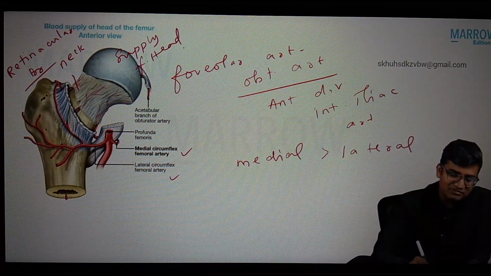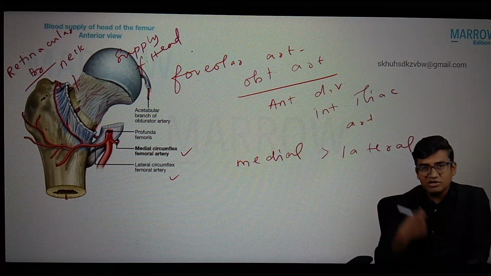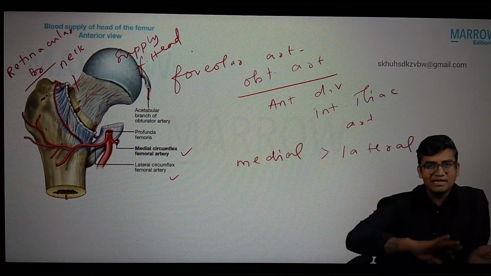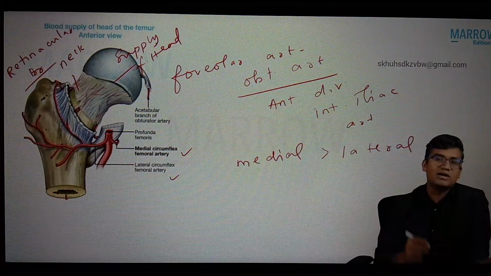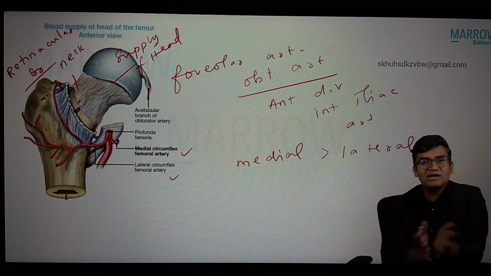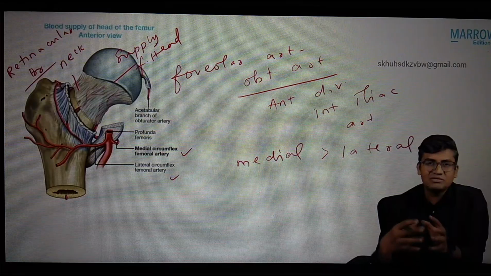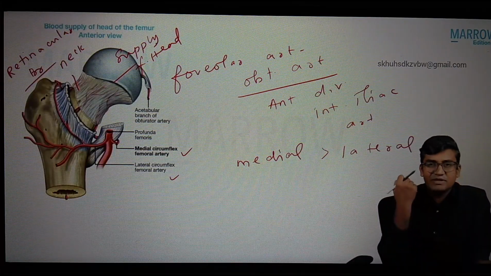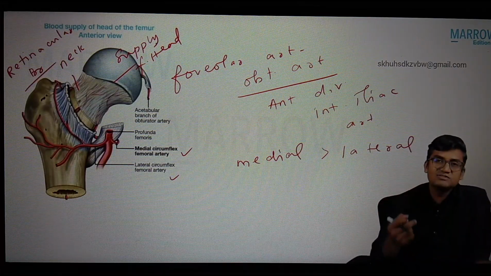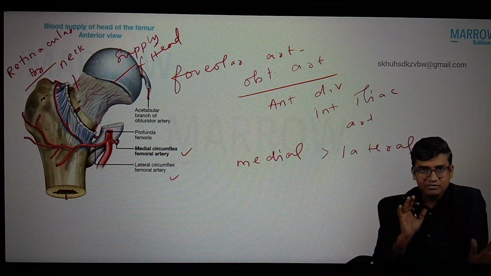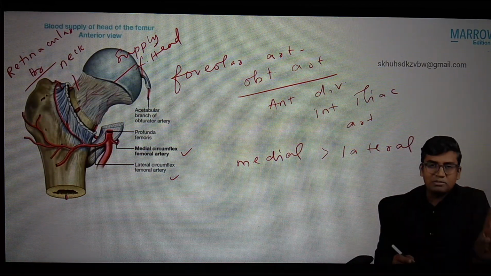So, retinacular branches coming from lateral and medial circumflex femoral, they ascend on the femoral neck and they reach the head and they supply the femoral head. Majority of the femoral head is supplied by circumflex femoral artery only. Now, out of the 2 circumflex femoral arteries, which is the main artery supplying the femoral head? Medial circumflex femoral greater than lateral circumflex femoral. Please don't forget. Okay. So now we're going to see two applied.